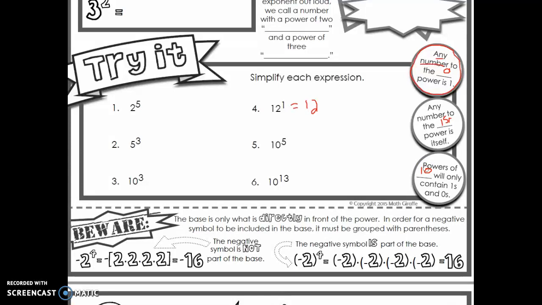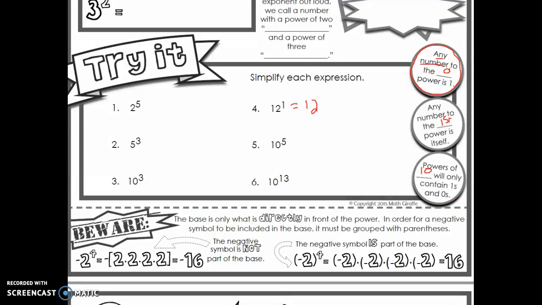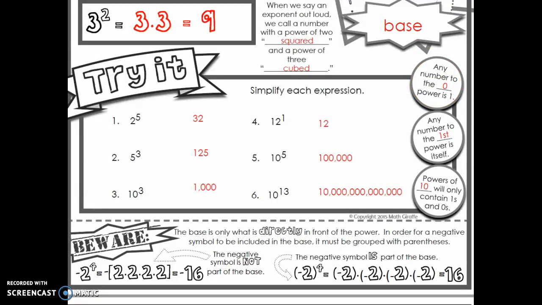Please take a few seconds to try to answer these questions. I'm going to pause the video, and you will too, please, so you can try these on your own. So check your answers against mine. For number 1, you should have 32. For number 2, you should have 125. Number 3 is 1,000. 4 we did together. 5 is 100,000. And 6 is, oh my goodness, that's hundreds, thousands, millions, billions, 10 trillion.